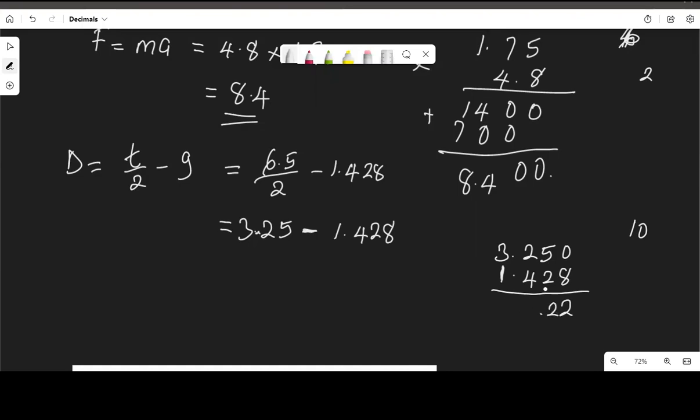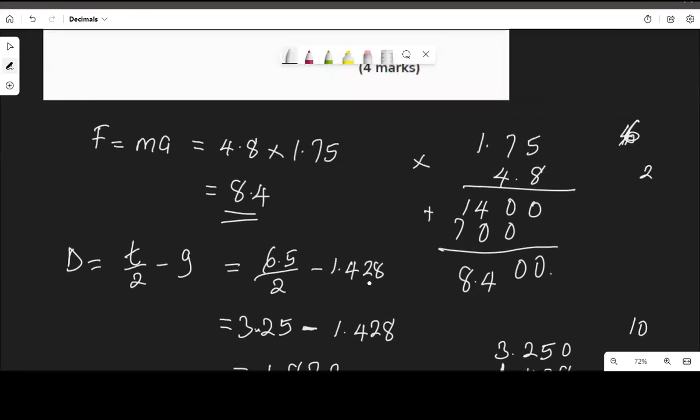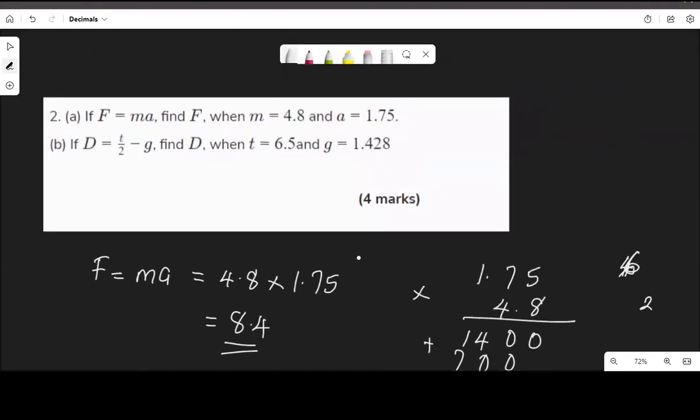Then the next: 2 minus 4 is not possible. I borrow to that, that is 12. 12 minus 4, that is 8. And then the point. Remember I borrowed 1 from here to this place, so this remains 2. 2 minus 1 is 1. So our answer here is 1.822. And that is easy 4 marks in that question there.